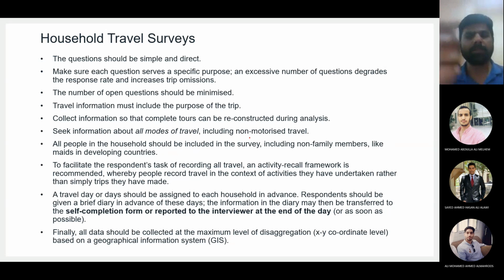So what they say is you give them a diary or something like that. Whenever they make a trip, they will record it in the diary. When you come for data collection, they will keep looking at the diary and give you the information. This is what they call the activity recall framework. It's like a diary where you are not recording everything required, but it will help you to remember things later on.